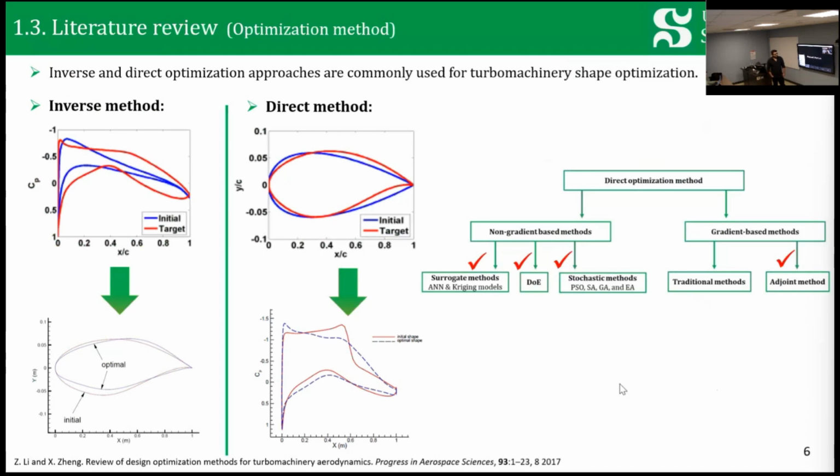Gradient-free and gradient-based methods are two common direct optimization methods. Gradient-free methods globally seek the optimum, and include design of experiments, surrogate models, and stochastic methods. Gradient-based methods depend on the information of the gradient of the objective function with respect to the design variables, and they include traditional methods like the finite difference method and the adjoint method.